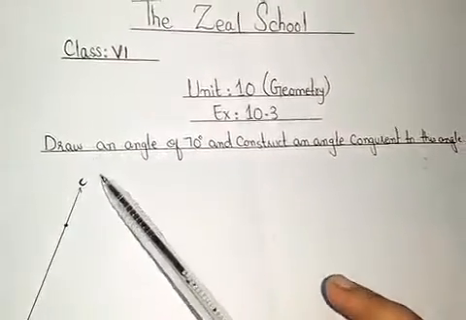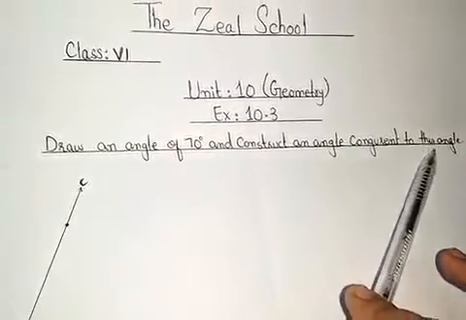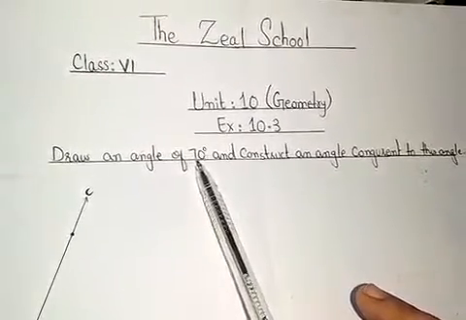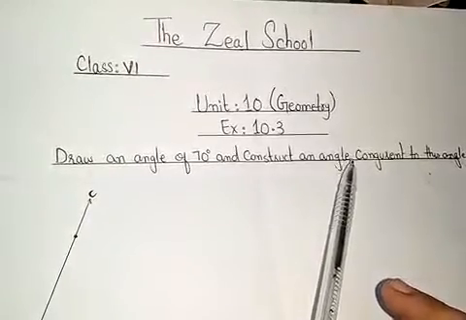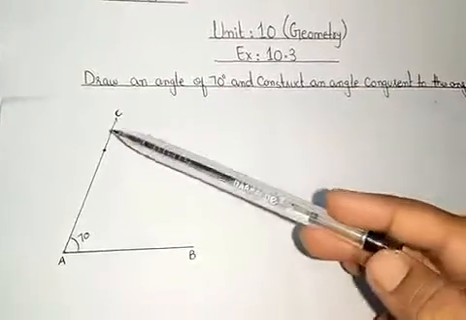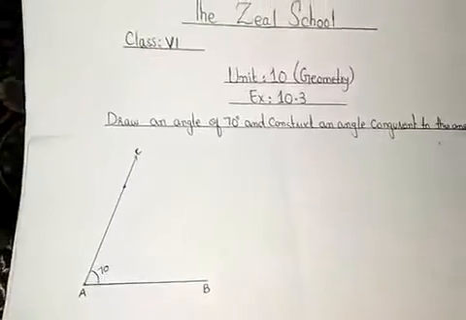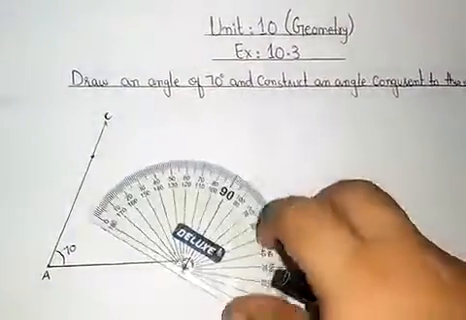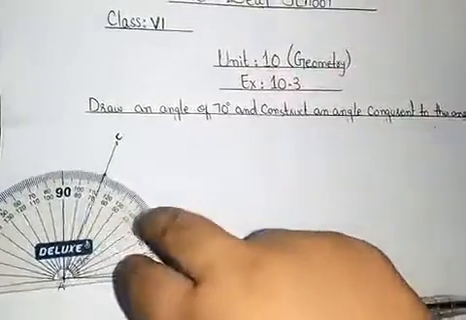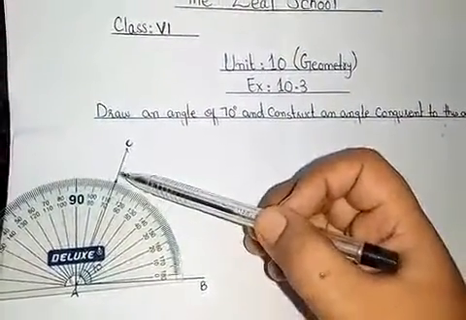So the question is: draw an angle of 70 degrees and construct an angle congruent to this angle. We have to draw an angle which measures 70 degrees, and we have to draw an angle which is congruent to this angle. So for this I have drawn an angle of 70 degrees. I will show you that this angle is equal to 70 degrees with the help of a protractor. At point A, you can see that this angle is equal to 70 degrees.